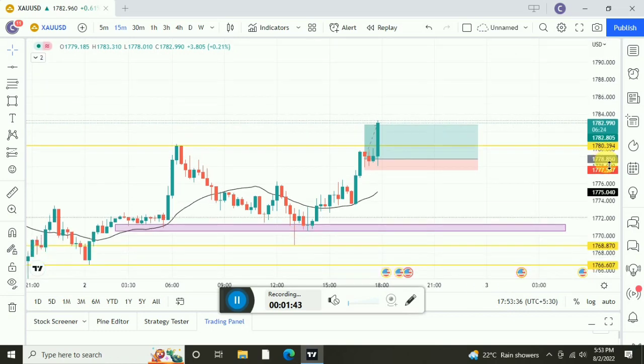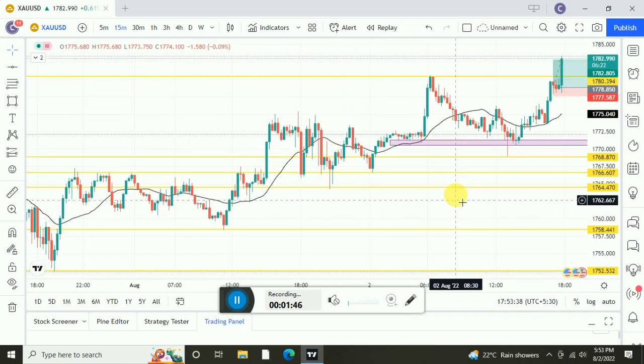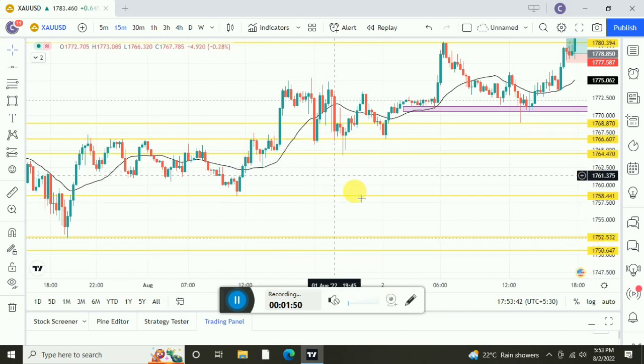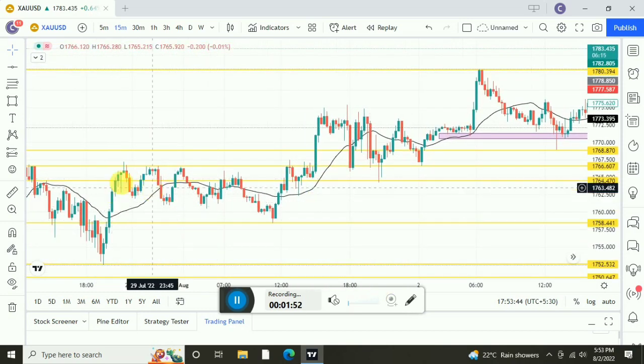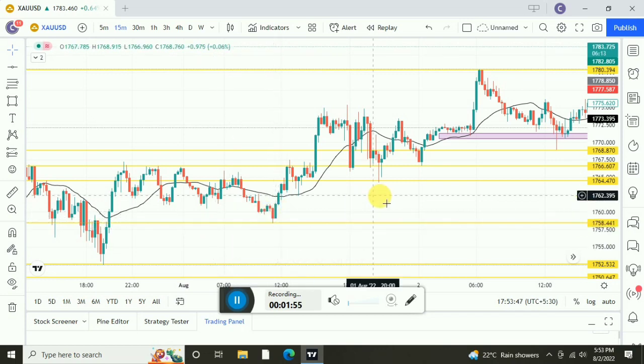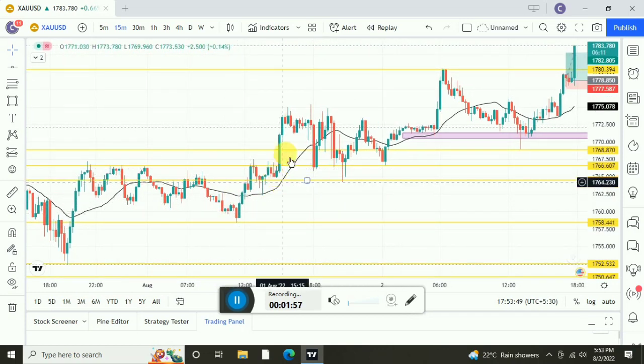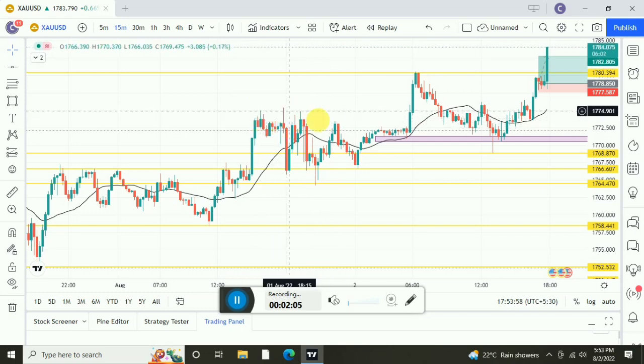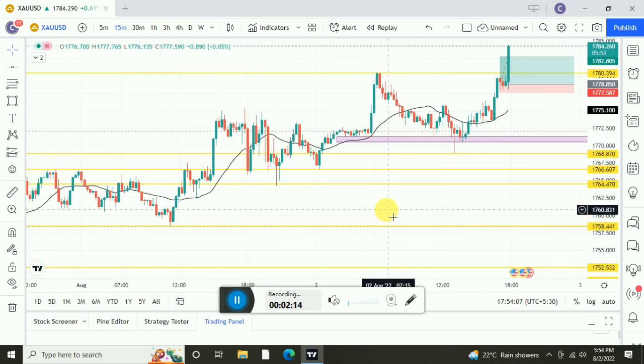I'll explain why we took the entry. As you see, this is August, this is the 2nd, and this is the 1st. On the 1st of August, the price came here and took support, a very good bullish movement from here till here. What happened after 12? From here, this is yesterday, the market was in a rejection zone. Price rejected once, twice, thrice, and again. Price was rejected a number of times.